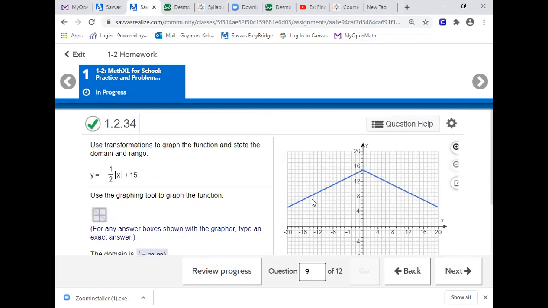So 1.2.34, absolute value with all those transformations in there. I think I'm still recording. I think.